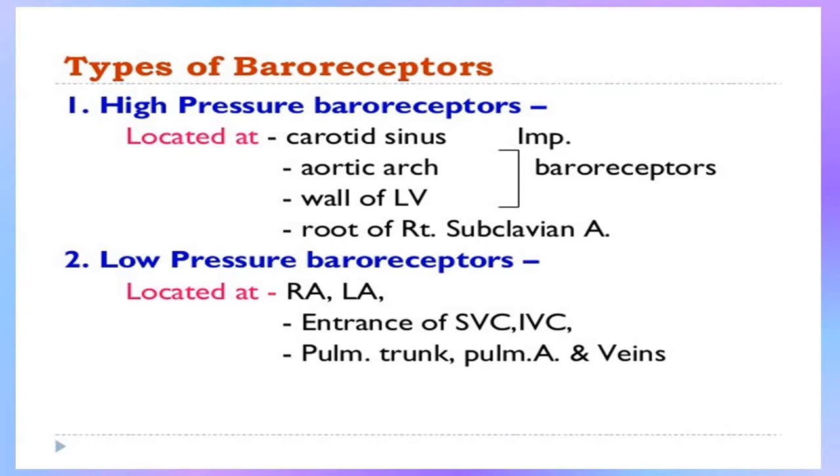High pressure baroreceptors are located at the carotid sinuses, in the aortic arch, in the wall of the left ventricle, and in another artery, that is the right subclavian artery. Low pressure baroreceptors are present at the right atrium, left atrium, and in the entrance of the pulmonary trunk, pulmonary artery, and pulmonary vein.